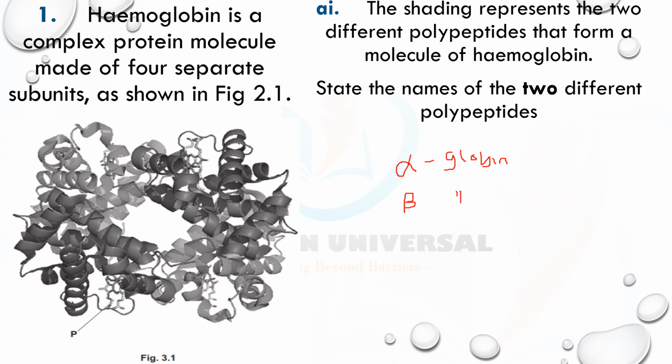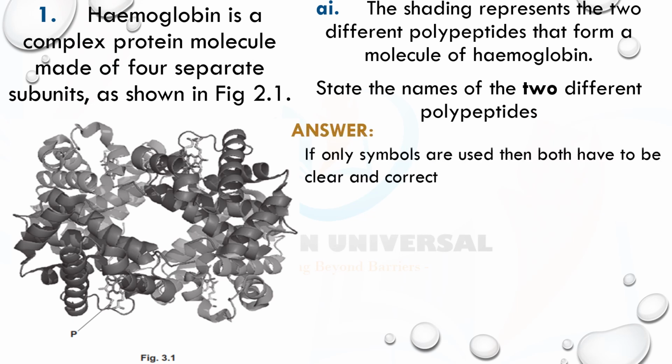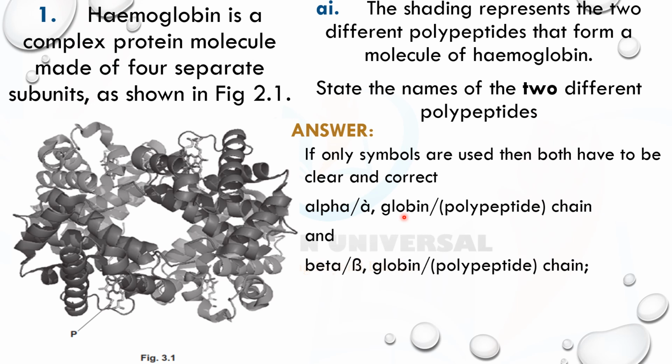Very importantly, guys, let's look at what the mark scheme says, because we follow the mark scheme. If only symbols are used, then both have to be clear. So you can use alpha, the letter or symbol, with globin or polypeptide, and then beta, the symbol, with globin or polypeptide.